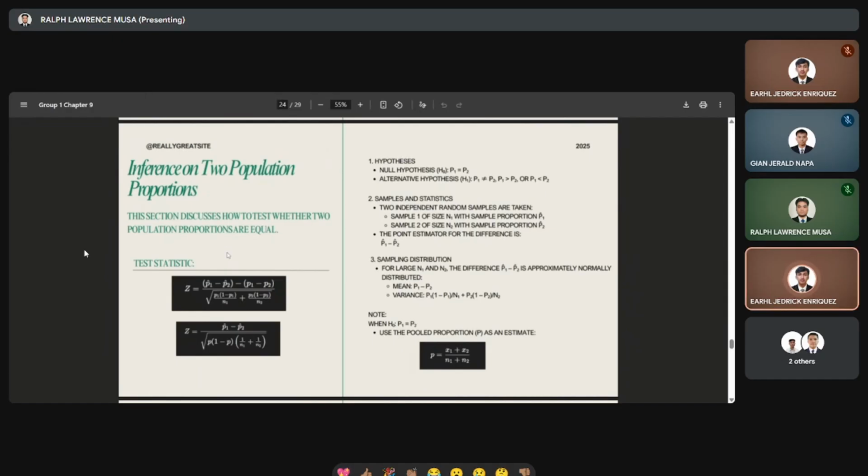This section explains how to test if two population proportions are equal. It uses two independent random samples with proportions p sub 1 and p sub 2. The null hypothesis states that the proportions are equal, while the alternative suggests they differ. The test statistic compares the difference between p sub 1 and p sub 2. When the null hypothesis is true, the pooled proportion is used to estimate the common value of p.